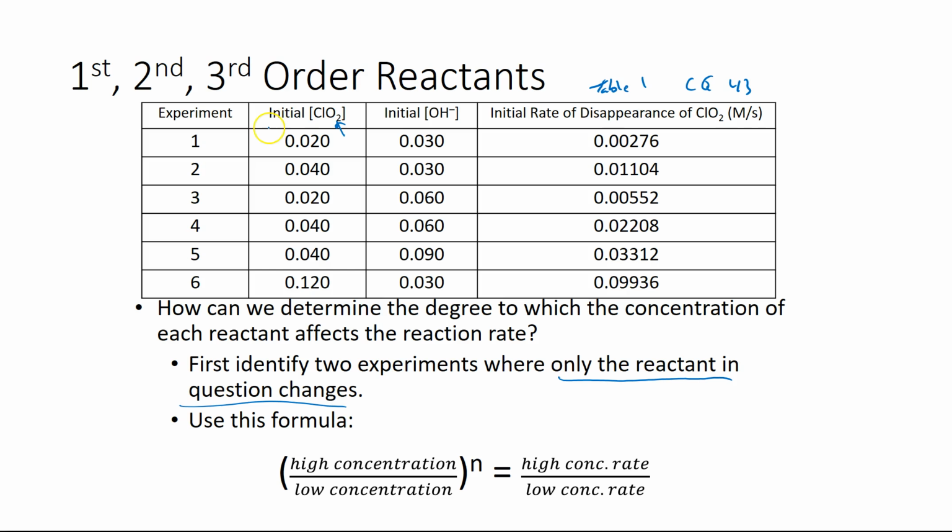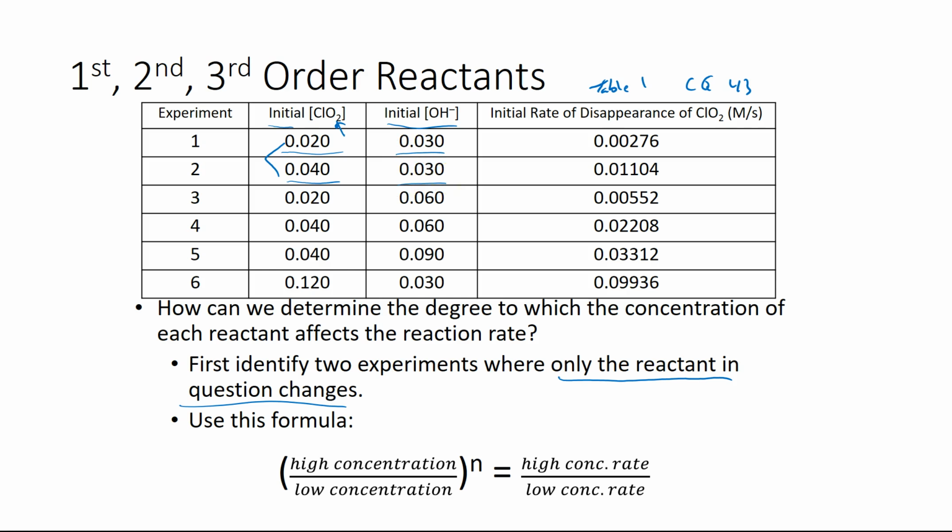Right here, it says initial ClO2, and the brackets mean molarity of, so that's referring to the actual concentration. The initial molarity of chlorine dioxide in experiment 1 is 0.020 molarity. In experiment 2, it's 0.040 molarity. So there's a change. Now, in order to compare these 2 experiments, the chlorine dioxide has to be the only thing that changes. So we look at our other reactant, the molarity of our hydroxide ion, and we should notice the hydroxide stays the same.